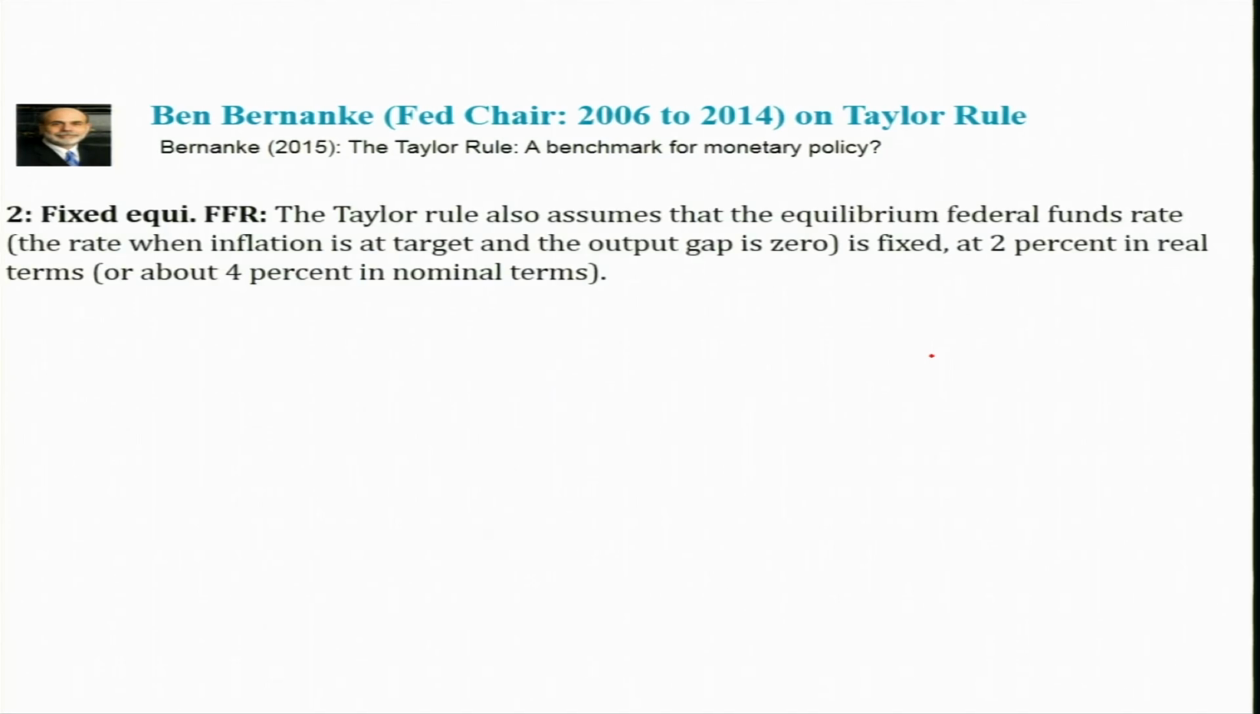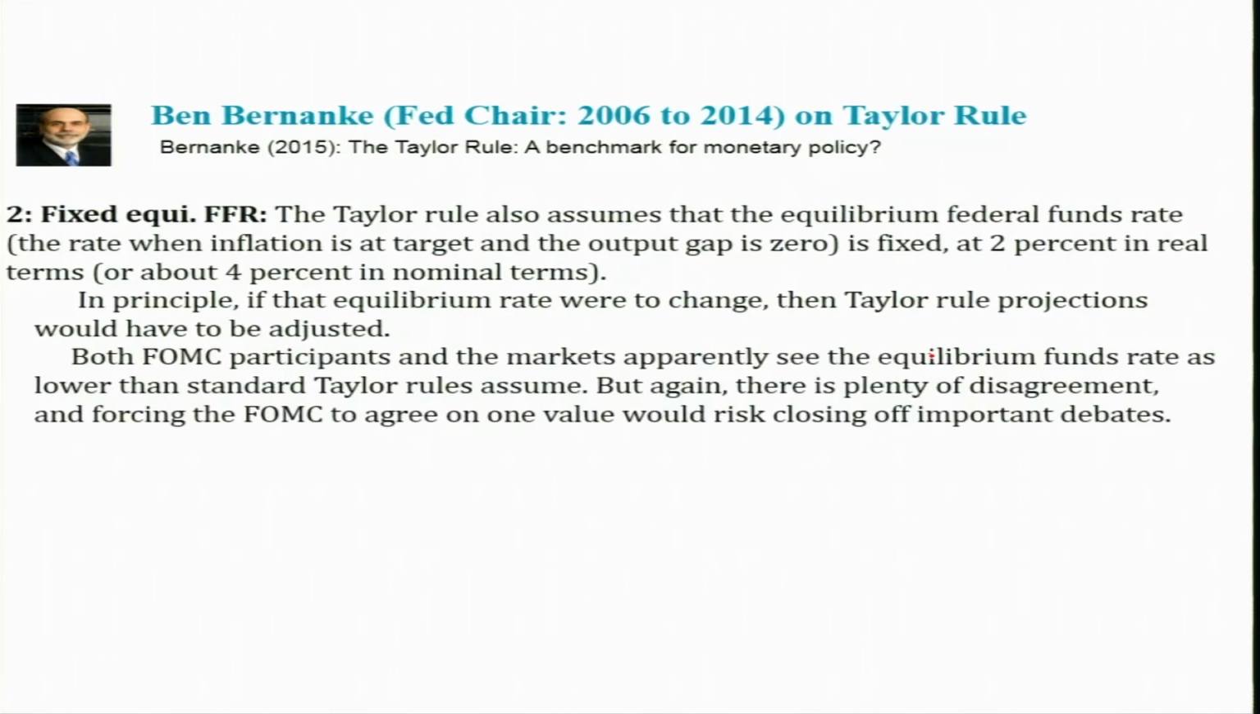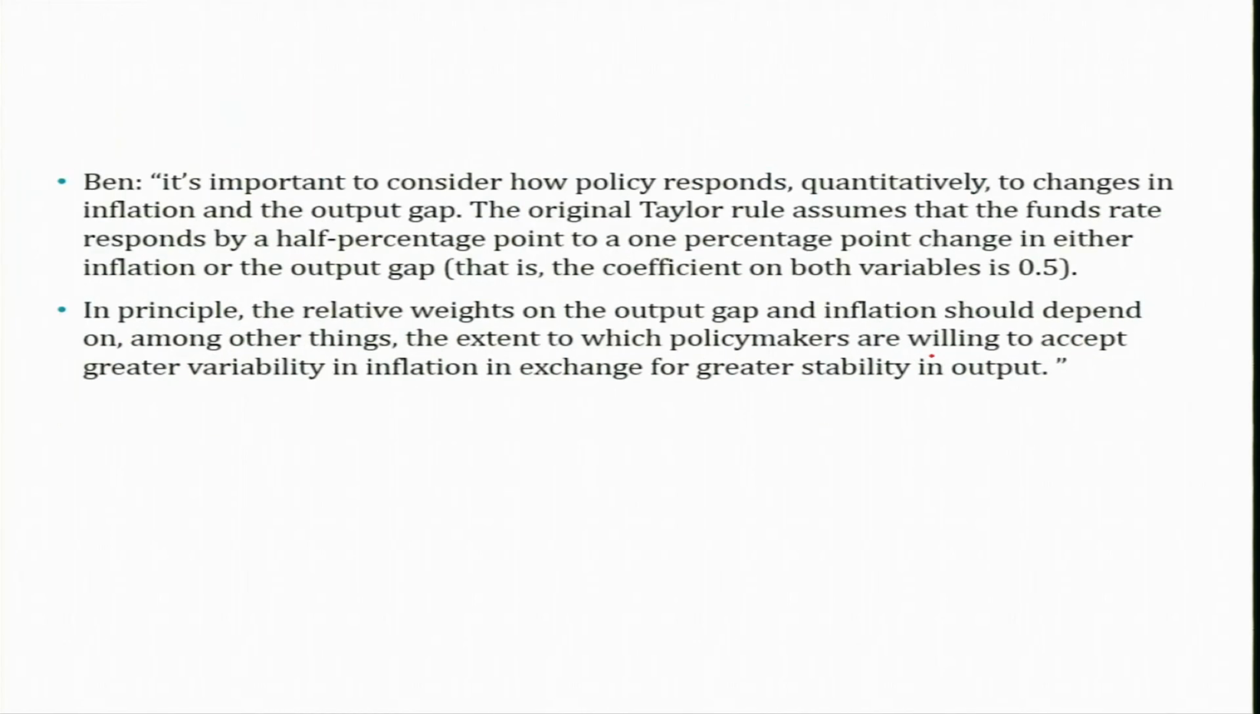Then another thing is the fixed equilibrium Fed funds rate. The Taylor rule also assumes that the equilibrium Fed funds rate is fixed at 2% in real terms. In principle, if that equilibrium rate were to change, then Taylor rule projections would have to be adjusted. Both FOMC participants and the market apparently see the equilibrium funds rate as lower than the standard Taylor rule assumes. But again, there is plenty of disagreement, and forcing the FOMC to agree on one value would risk closing off important debates.